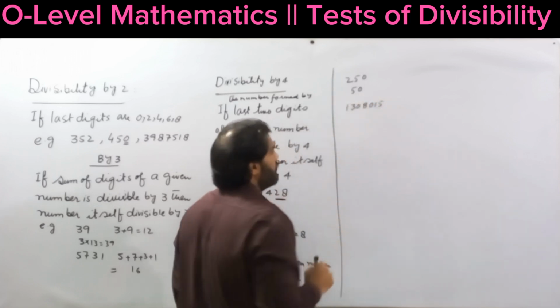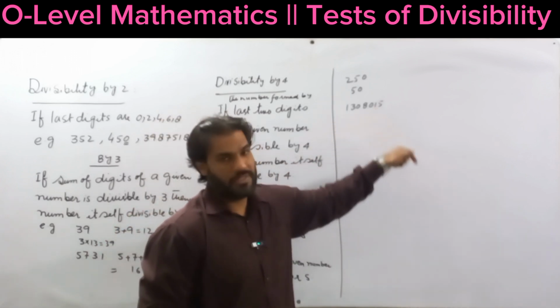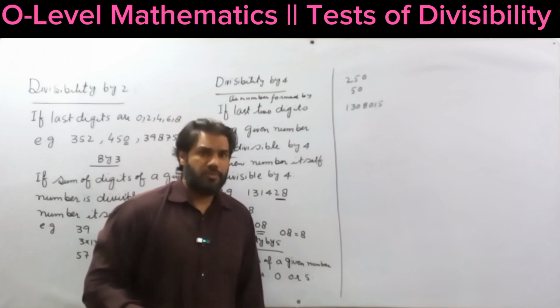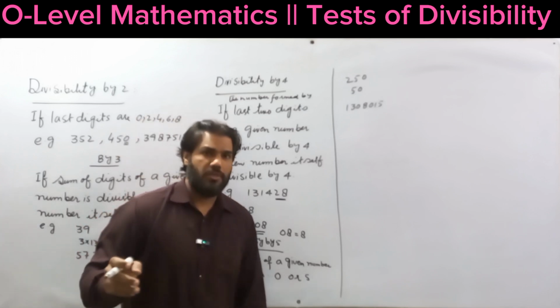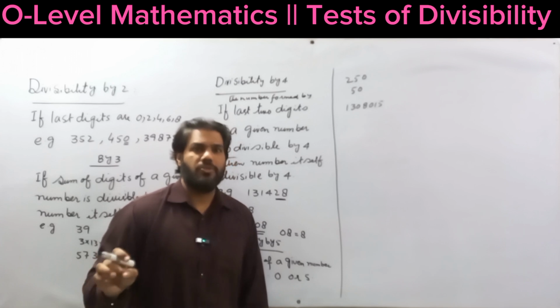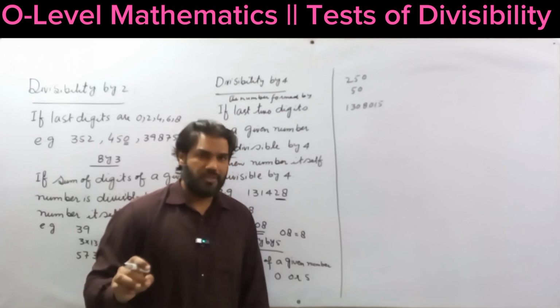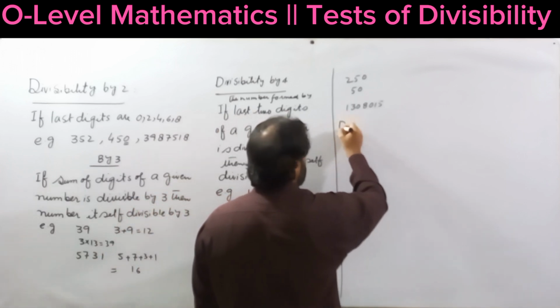130815. As the last digit of the number is 5, this number is completely divisible by 5. So this is a very easy criterion to check whether a given number is divisible by 5 or not. You only have to see whether the last digit is 0 or 5. If the last digit is 0 or 5, then the number is completely divisible by 5. Divisibility by 6.